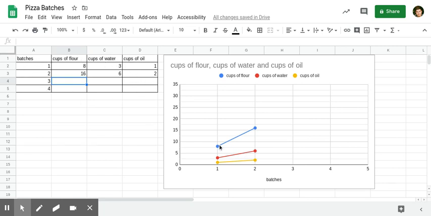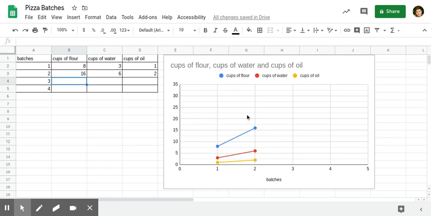And then I want you to tell me with each thing, with cups of flour, is there a positive relationship or a negative relationship? With cups of water, is there a positive relationship or a negative relationship? With cups of oil, is there a positive relationship or a negative relationship? So I look forward to seeing your guys' graphs.